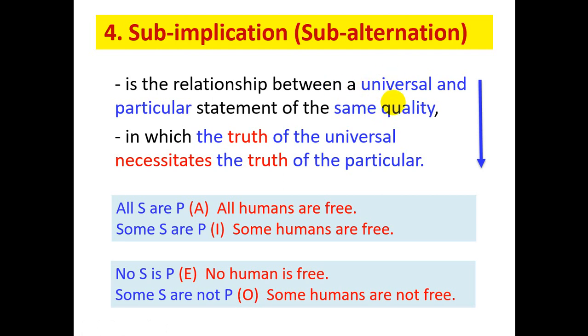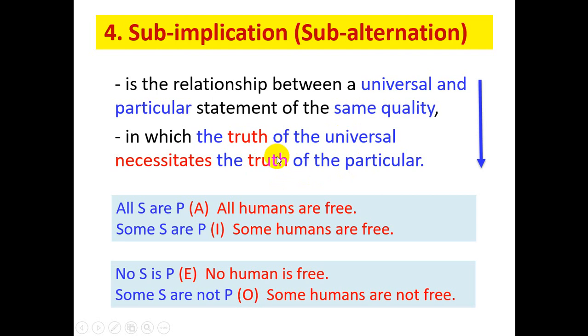So this is a relationship between a universal and a particular statement of the same quality, in which the truth of the universal necessitates the truth of the particular. What does that mean? It means that if the universal proposition is true, then the particular one is true too.